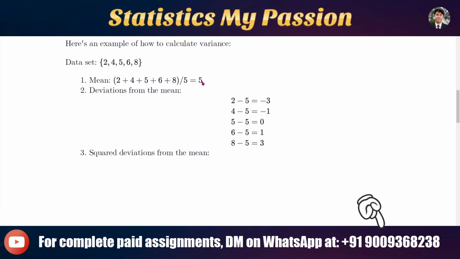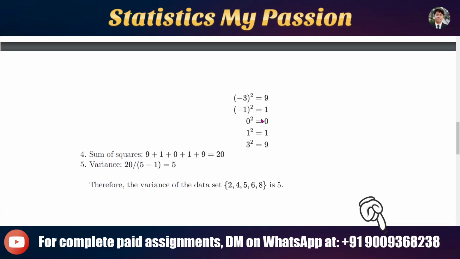So basically you need to understand what our formula is saying. Subtract the values from the mean: 2 minus 5, 4 minus 5, 5 minus 5, and again we get 5 numbers. These are the deviations from the mean. Now we need to square them, simply square all these 5 numbers. Minus 3 squared is 9, and minus 1 squared is 1, and so on. So we get again 5 numbers.